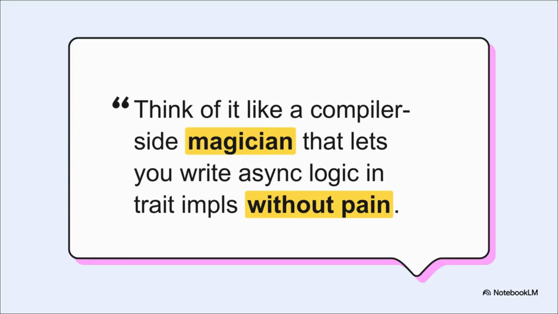So why our magician? Well, Rust doesn't natively support async fn inside traits. Not without a ton of painful boilerplate code anyway. This macro basically acts like that magician. It just swoops in, handles all that complex, messy setup behind the scenes, and lets you write your async logic without the headache. It just works.